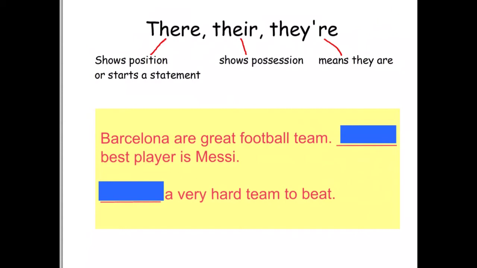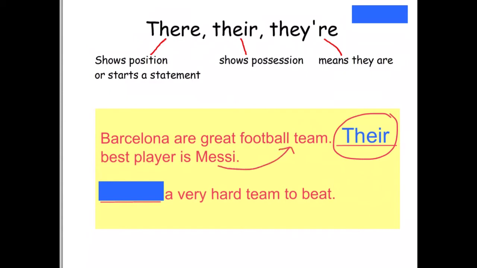Okay, let's reveal our two answers. Barcelona are a great football team. Their best player is Messi. We have chosen this there because it shows possession. Messi belongs to the football team. And the second question: they're a very hard team to beat, meaning they are a very hard team to beat. So we've chosen the there that has an apostrophe in it.